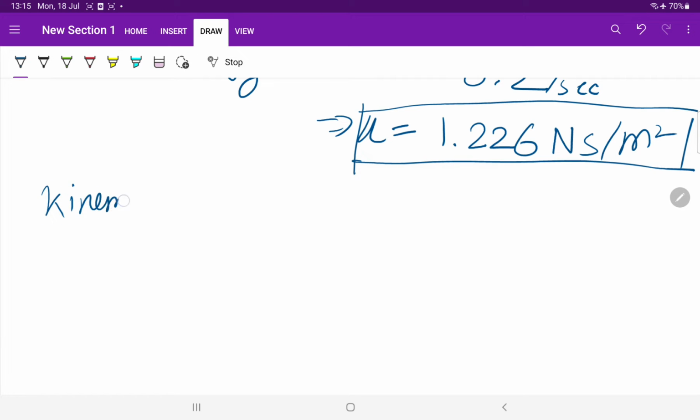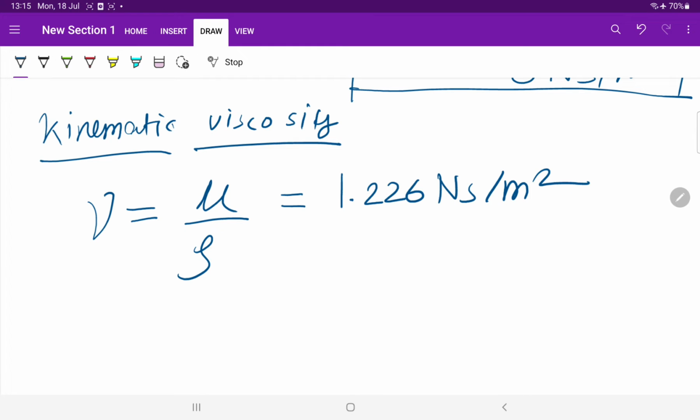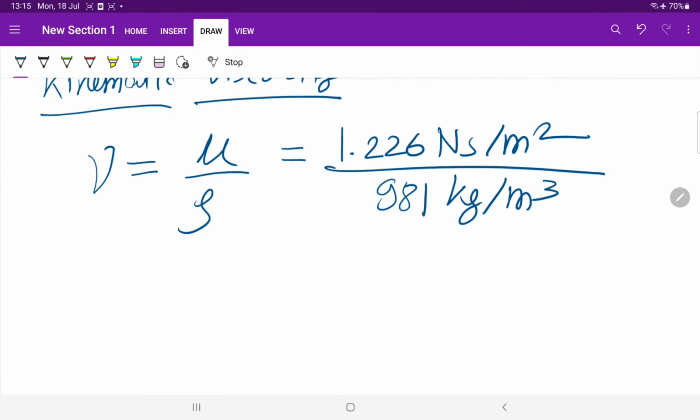So you can write here kinematic viscosity, because that is the thing which they asked in the question. Kinematic viscosity, nu, is equal to mu, the normal viscosity, by rho, the density. So viscosity we know, 1.226 Newton second per meter square, which we just found out. And rho, if it is given in kg per meter cube, you don't need to change anything, just put it here, 981 kg per meter cube, right? How it came, we'll show it, but right now just do it.